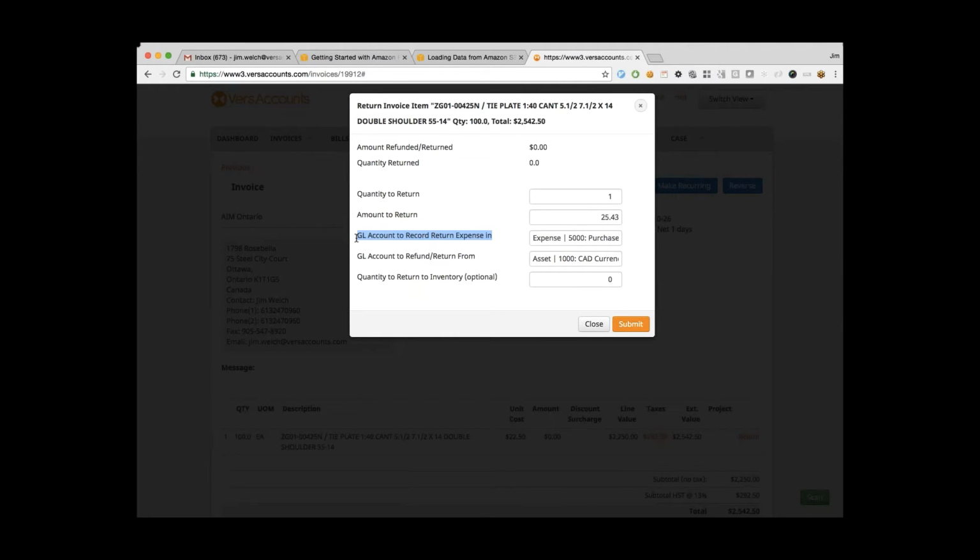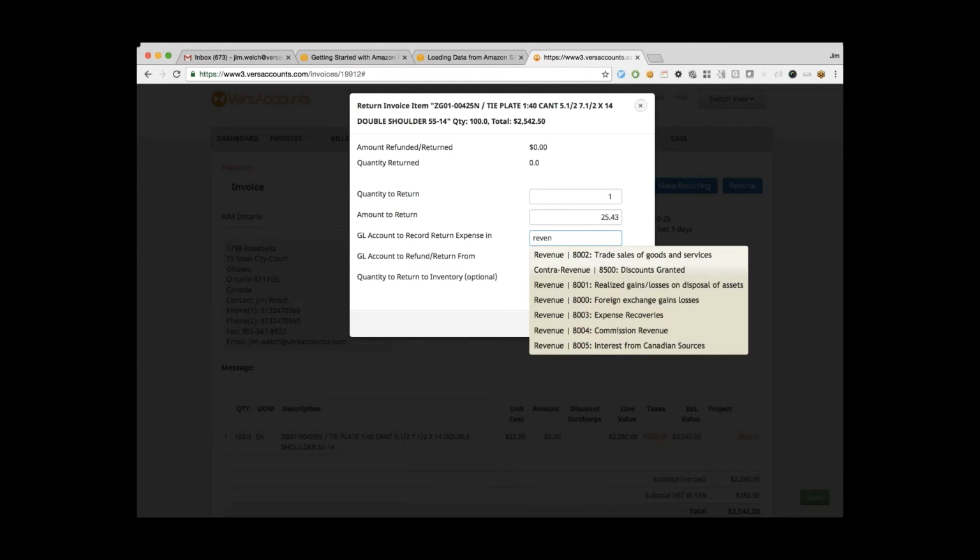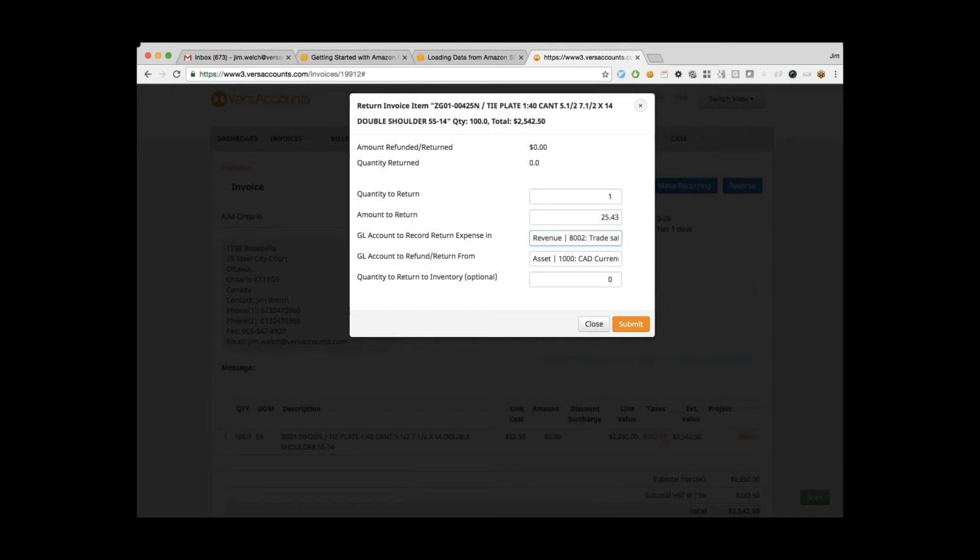Typically, well, you could choose one of two things. I think I would probably choose my revenue account. So I'm going to debit revenues, and thereby reduce my revenue because the guy is returning this part.